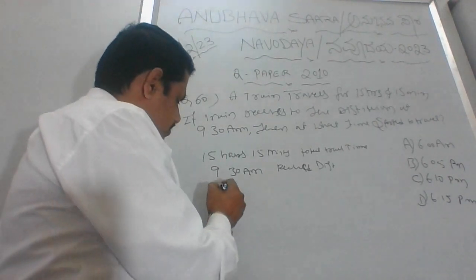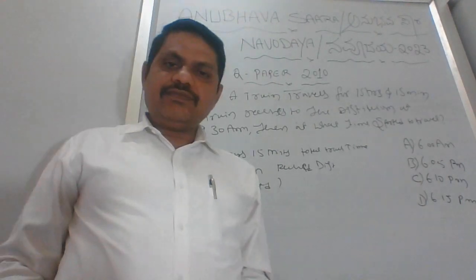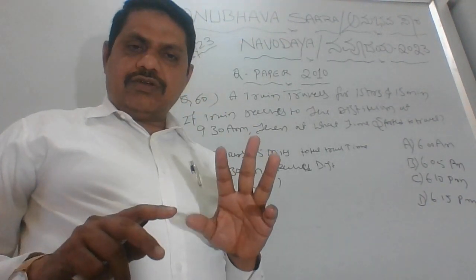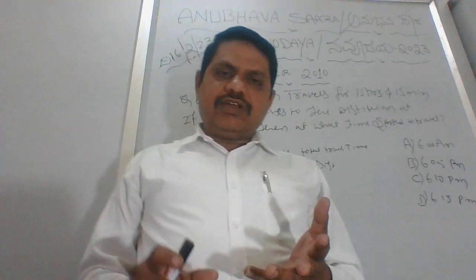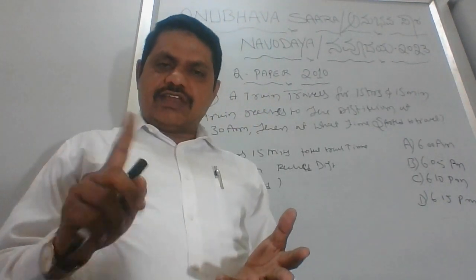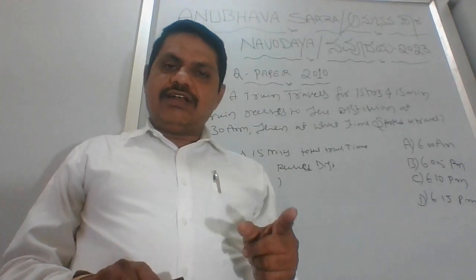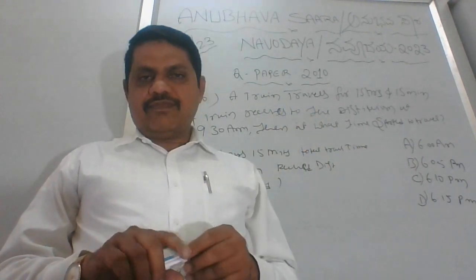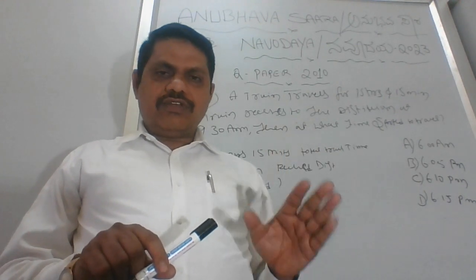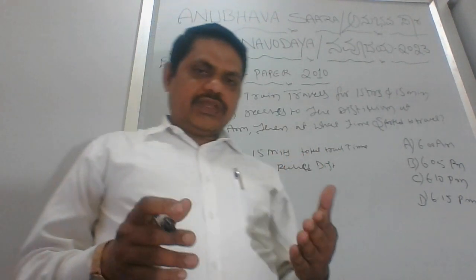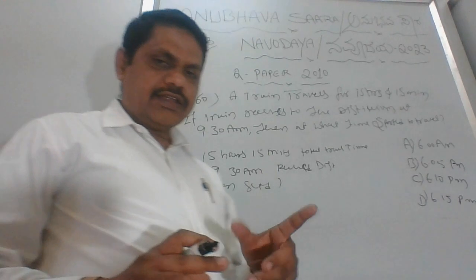Then when did they start? This is the question now. Apart from this, they know two things. One, the total traveling time, 15 hours 15 minutes. Two, the time they reached, that is 9:30 AM. But they don't know what time they left, or when the train started from the station where they sat. Their ticket shows the start point, wherever it is mentioned. So in this condition, we have a very simple method. I will tell you in a different way.